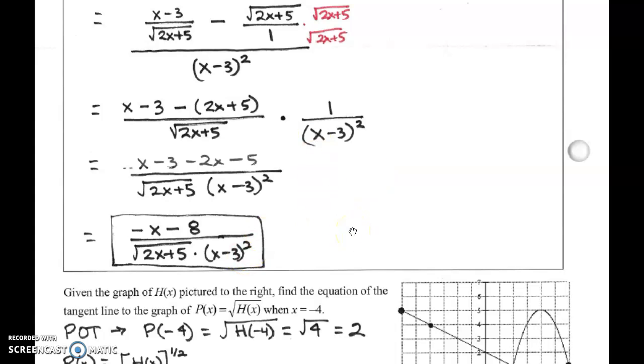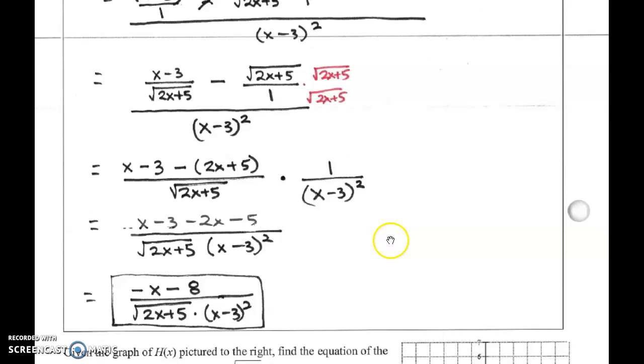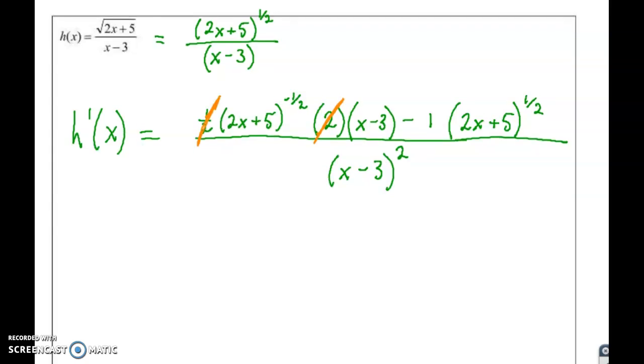So again, let me scroll up a little bit more here. And I'm going to go ahead and pause the video if you want to simplify this all the way down, which I think is good. But where do you stop? It's tough to say. So let me go back to our notes.